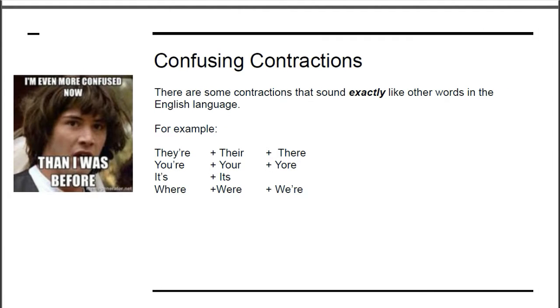Confusing contractions. There are some contractions that sound exactly like other words in the English language. For example, there, their, and they're are all pronounced the same but mean different things. Your and you're are also pronounced the same. Its and it's also have the same sounds, as do where and we're.